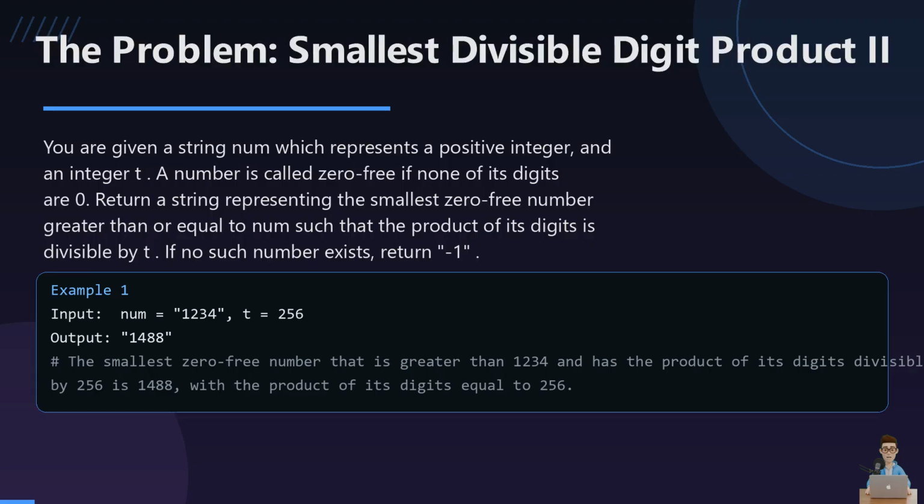You are given a number written as a string and a target value t. You need to find the smallest number that's greater than or equal to your original number, contains no zero digits, and whose digits multiply together to give a product that's evenly divisible by t. If there's no way to satisfy all of that, you just return -1.